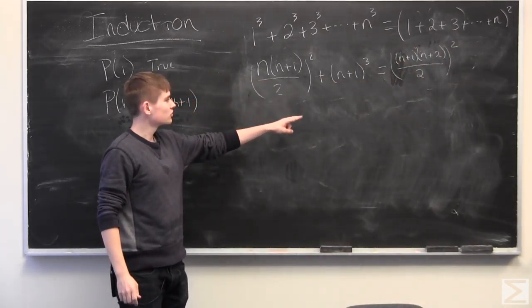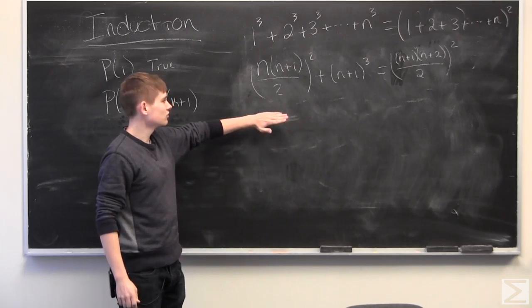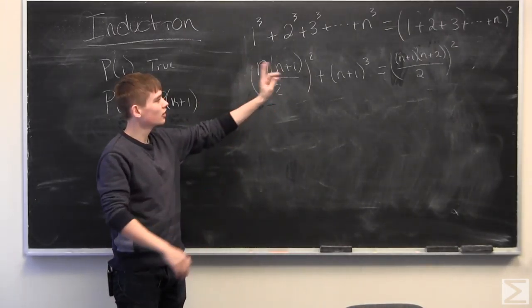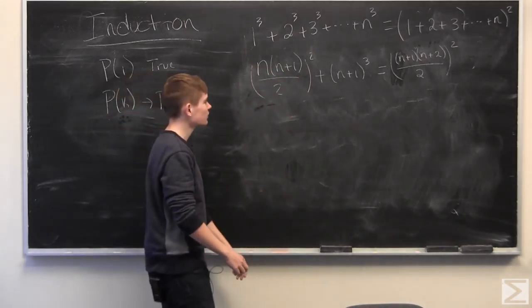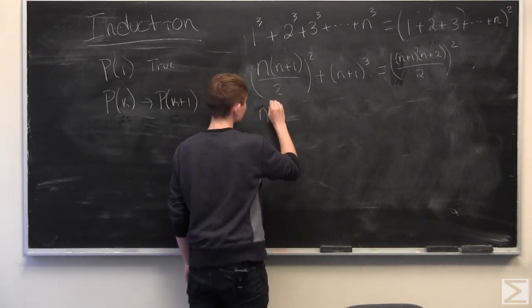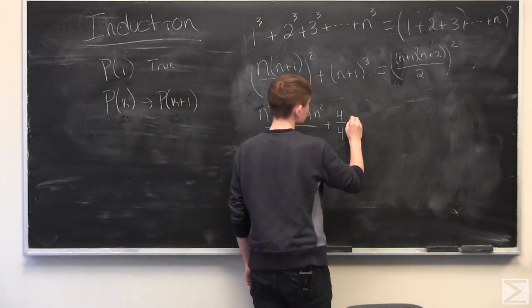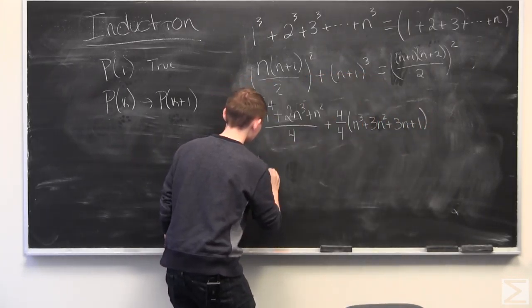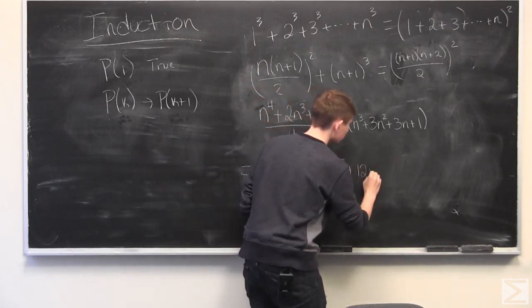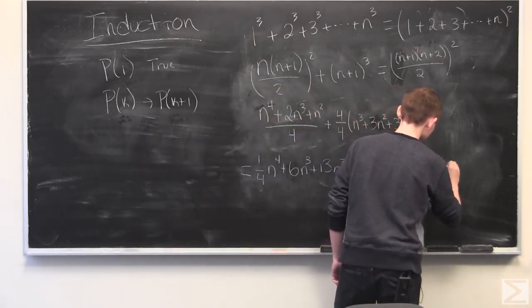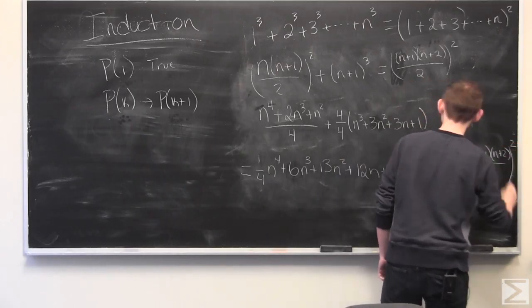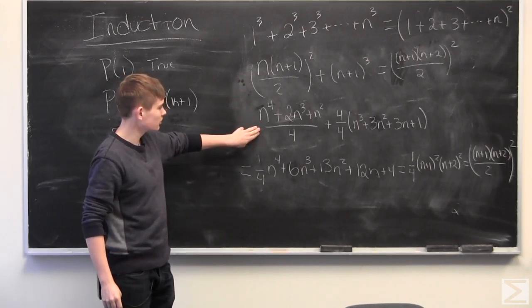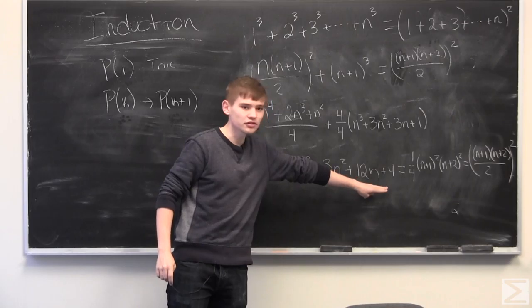So we have to show that this is true, and to do that we need to multiply all of this out on the left-hand side, combine it all, and try to get back to the right-hand side. So I will do that. So when we multiply the left-hand side out, we get the following, which simplifies to this large polynomial.